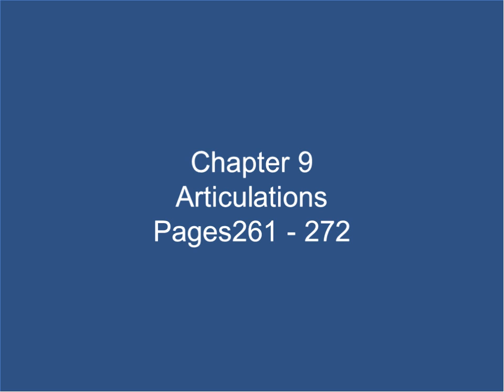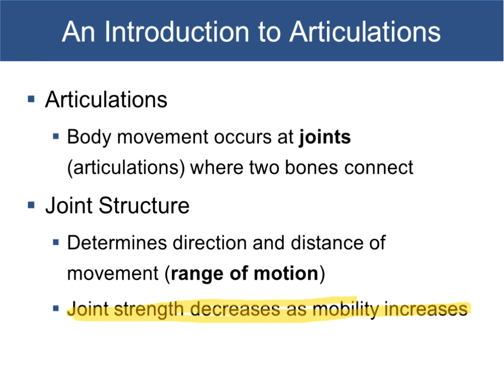All right, so the last little bit of our notes here are going to come from Chapter 9. If you're reviewing and using your textbook, only read the portion that covers articulations, because that's all I really want to take out of Chapter 9 here. The way that we define an articulation is any body movement that happens at the joint. So any point where two bones connect with one another, we consider that an articulation.